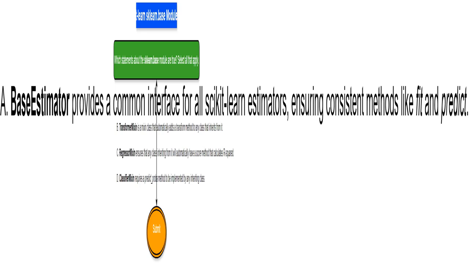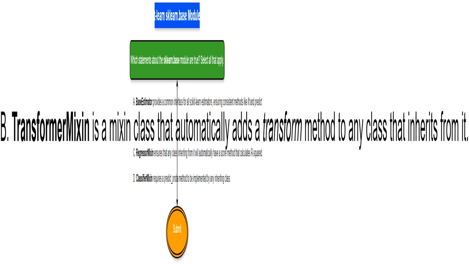This statement checks if you understand that BaseEstimator forms the foundation of all scikit-learn estimators. I expect you to recognize that it aims to create consistency in methods like fit and predict, which are used for training and making predictions, respectively. Here, I'm testing if you grasp the role of TransformerMixin. It's a mixin, a class designed to be inherited from, that automatically gives any class that inherits from it a transform method. This method is used for data transformation.